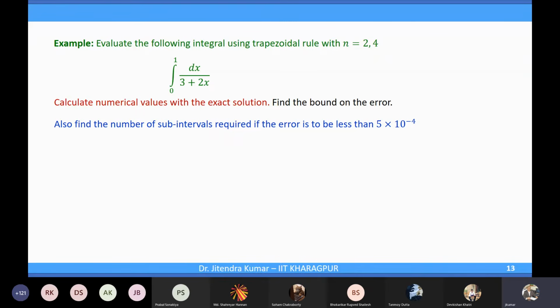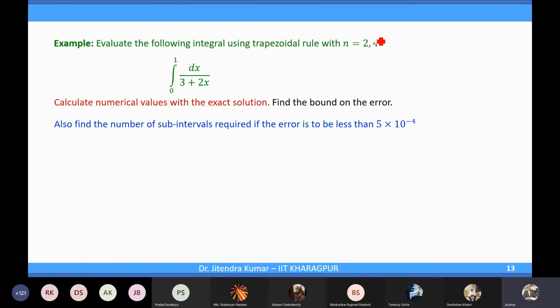So, to answer your question about how many points we should take: first we have to define the tolerance, that is, how much accuracy we expect in our numerical approximation. Based on that, you can compute the number of subintervals required if you want your error to be less than a certain value.